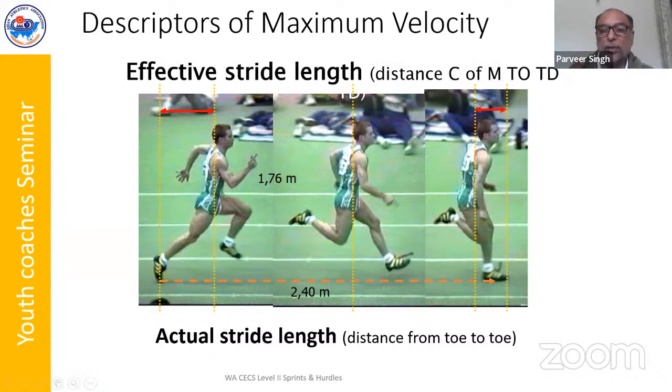So when we want to measure a runner's stride length, the simple way is the distance from toe to toe on the ground, which we usually consider the stride length. But the effective stride length is the center of mass movement from the point of takeoff to the landing, which you can see from this runner's analysis. The actual stride length is 2.40 meters, but the effective stride length, the movement of the center of mass from takeoff up to landing, is 1.76 meters.